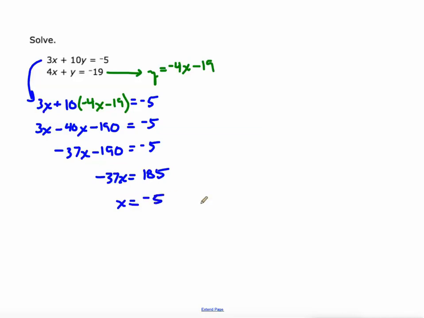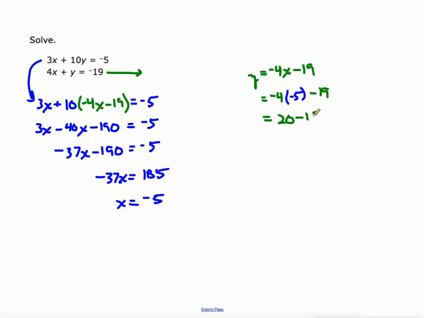All right, so we got one value. Then what I'm going to do is take that value and plug it into this equation. I can plug it into any equation, but this one's already solved for y. So when I substitute x in there, it's going to be pretty easy to figure out what y is. So negative 4 times the x value we just found, negative 5, minus 19, which is 20 minus 19, which is 1. So our x value is negative 5 and our y value is 1 for our solution.